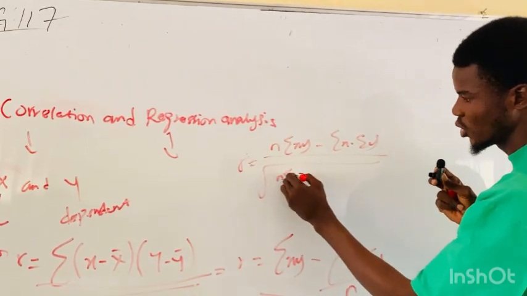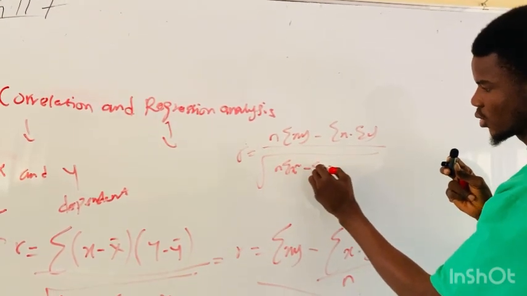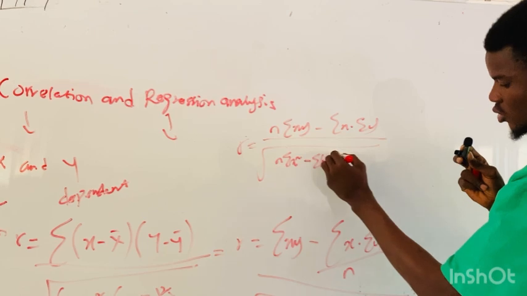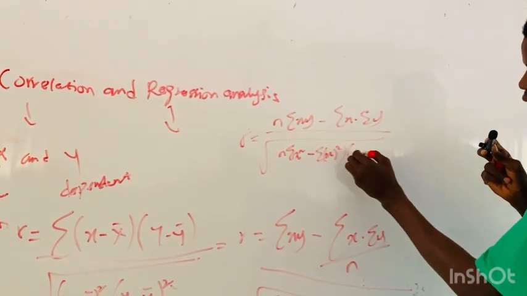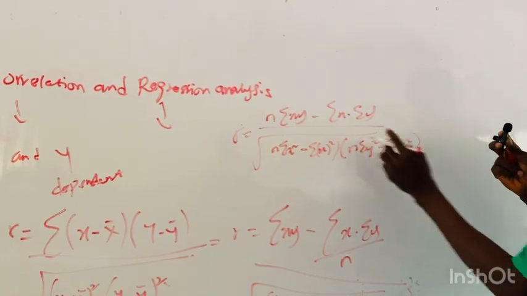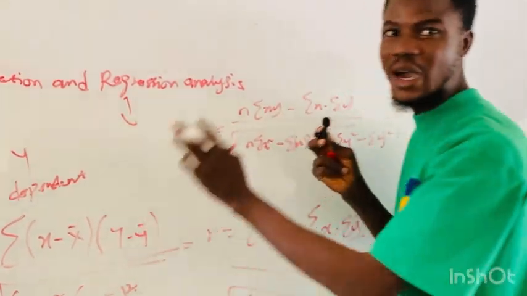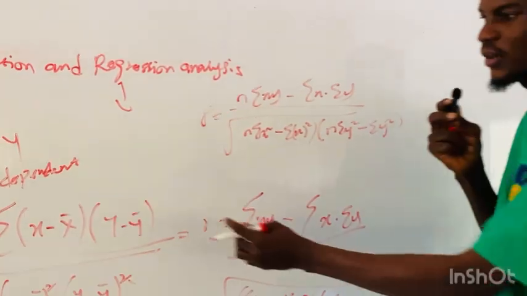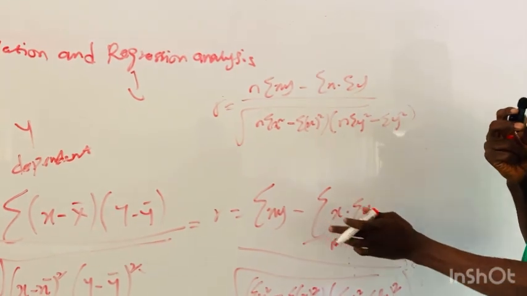Of n summation of what? Of x square minus summation of x square, then open another bracket, n summation of y square minus summation of what? Of y square. This formula and this formula, they are all the same thing. It just makes a simplicity of this one to give us this, and this one to also give us this.